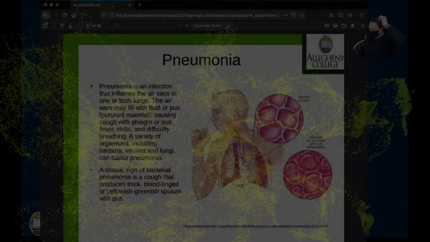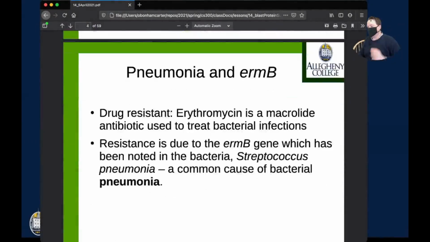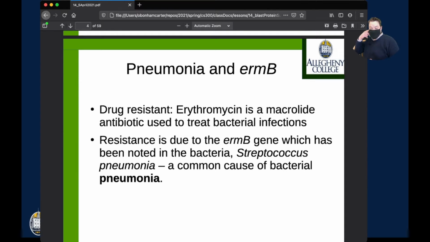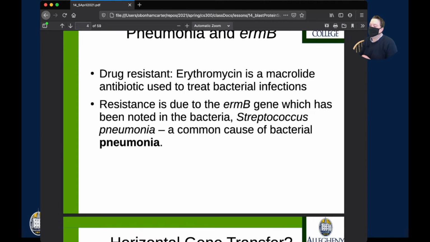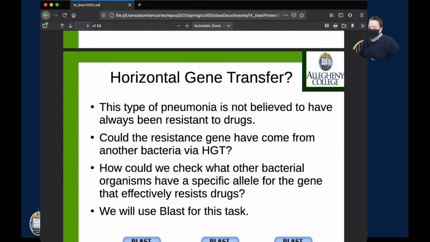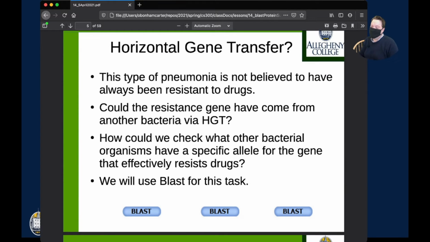Where we were last time is we were talking about pneumonia, and we were looking at this particular gene here called the UrnB gene, which has been found in Streptococcus pneumoniae. But this gene has been found to be changed so that it now has resistance. It's showing that this type of pneumonia is now believed to have always been resistant, or not resistant to drugs, but now it is resistant to drugs. And they're thinking that because of this resistance, it could have been horizontal gene transfer.